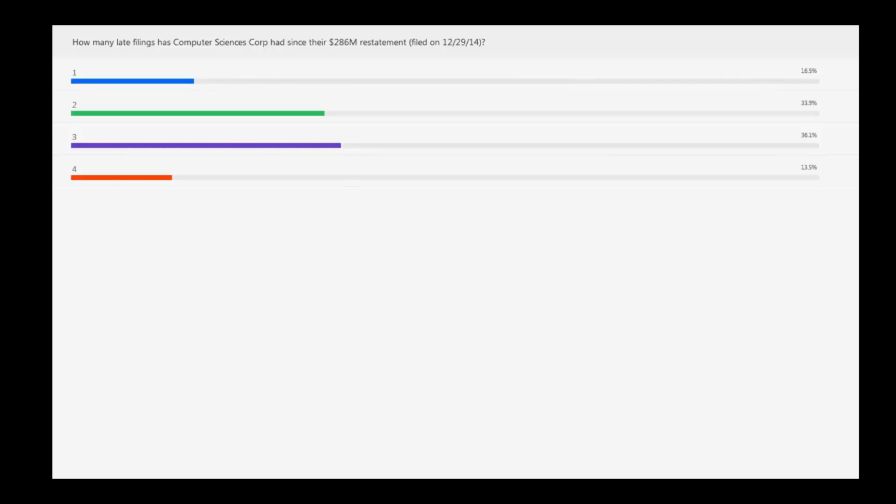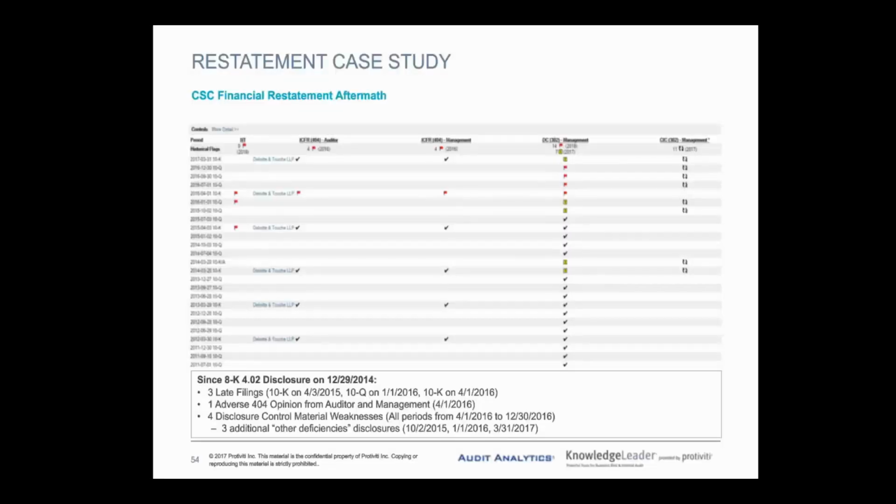But the correct answer is 3 late filings since their 8-K 4.02 disclosure, the initial notification of their restatement, on 12/29/2014. So they've had 3 late filings: a 10-K on April 3rd, 2015, a 10-Q on January 1st, 2016, and then a 10-K on April 1st, 2016. They've had 1 adverse 404 opinion from their auditor and management, and then 4 disclosure control material weaknesses.